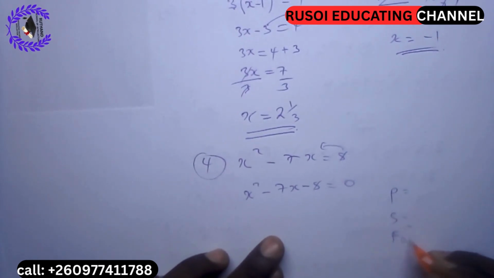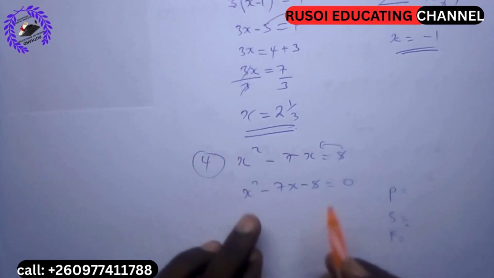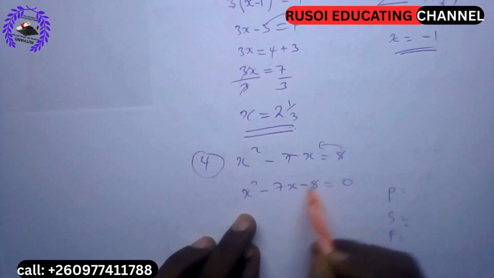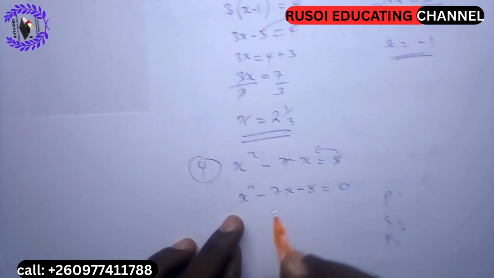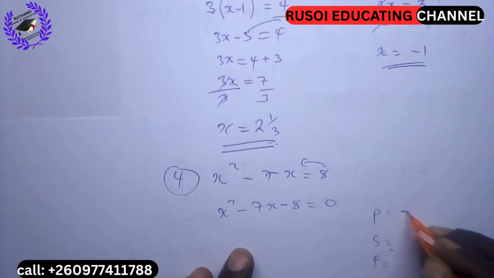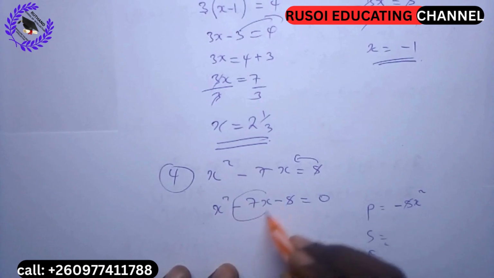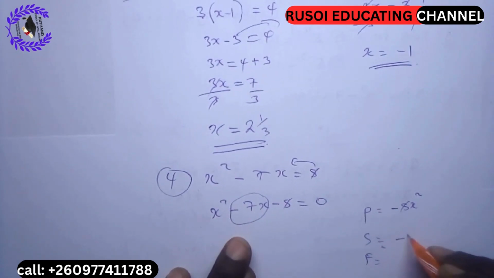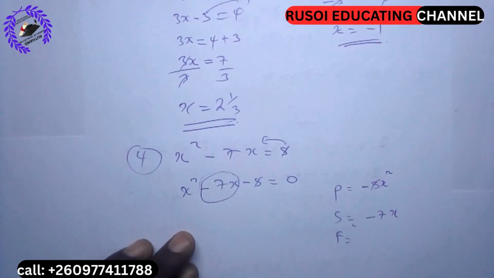So which one is the product and which one is the sum? You are going to say the product is when you multiply this by that. So a negative 8 multiplied by the x squared, that will be the product. So it will be negative 8x squared. Sum, you just get what is in the middle. So it will be negative 7x.